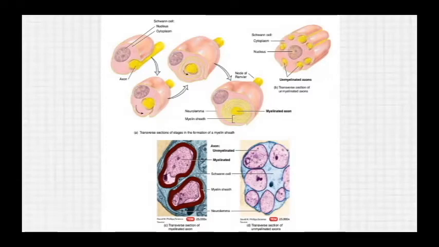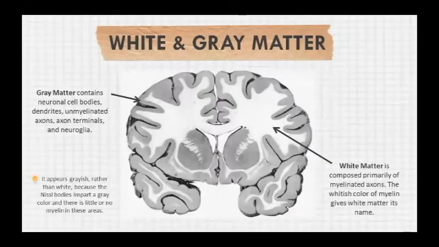So what is white and gray matter? A while ago, when we were discussing the two kinds of astrocytes, the fibrous astrocytes could be found in white matter and the other in gray matter. What is the main meaning of white and gray matter? Aside from the difference in color, gray matter contains neuronal cell bodies, dendrites, unmyelinated axons, axon terminals, and neuroglia. While white matter is composed primarily of myelinated axons, the whitish color of myelin gives white matter its name.